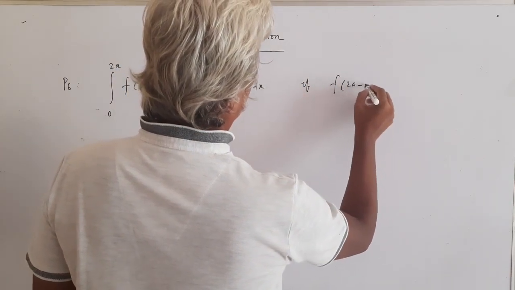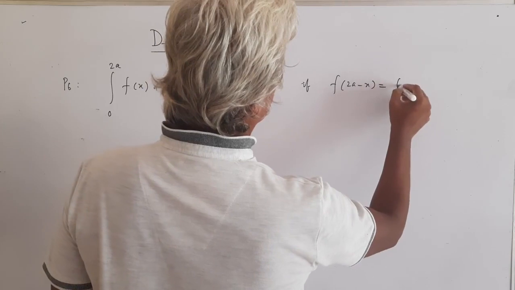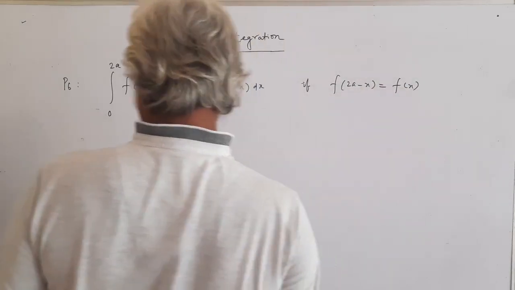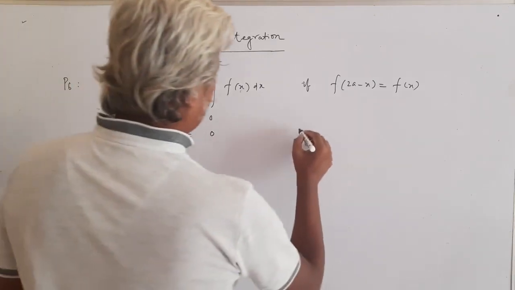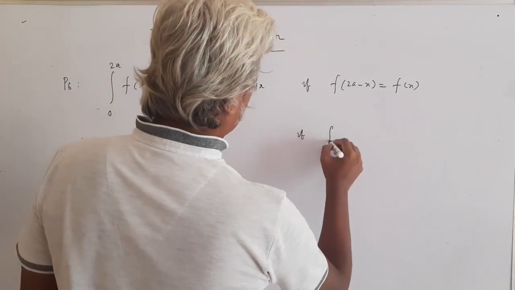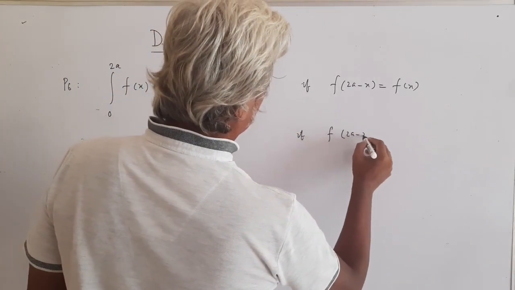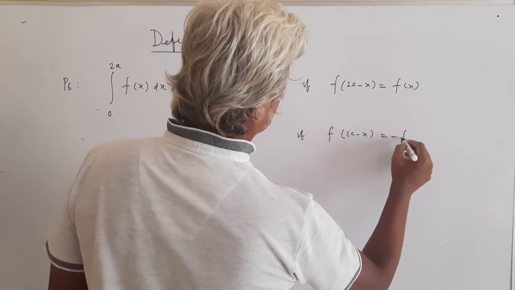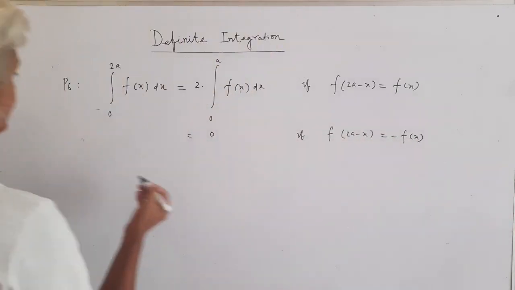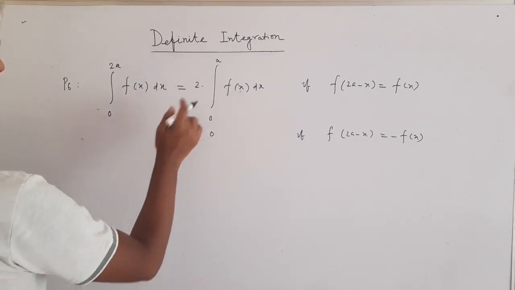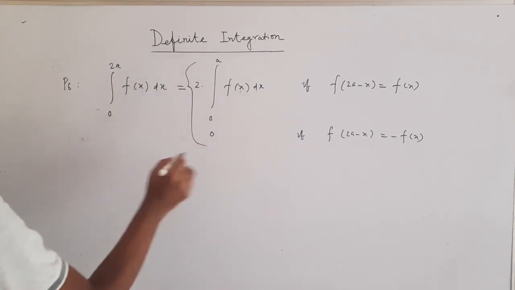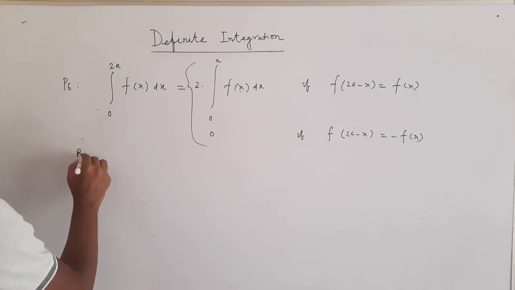if f(2a minus x) is f(x), and 0 if f(2a minus x) is minus f(x). Now we'll go for the proof. These two, we don't need two equal signs, you can say these two are together. So prove.